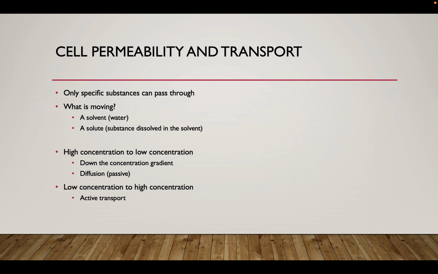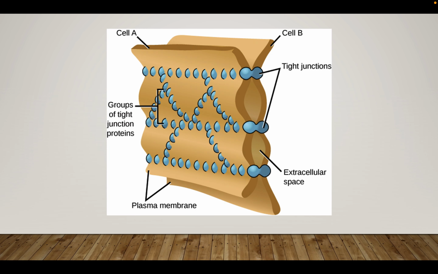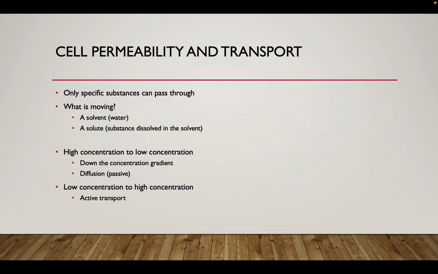Okay. So we will now talk about cell permeability and transport. We talked a little bit about how, with these different proteins, some will allow things to cross the cell, and some will not. This idea of cells being permeable refers to the fact that some things can, some things can't. Okay, it's selectively permeable. So only certain things can pass through.